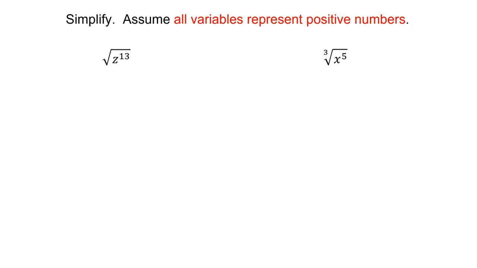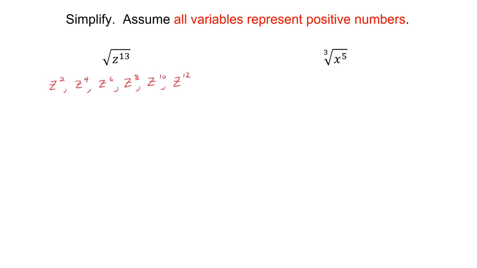And if we're simplifying a square root, the radicand can't be divisible by any perfect square. And if we're simplifying a cube root, the radicand can't be divisible by any perfect cube. So let's look at the example over here on the left. We want to simplify the square root of z to the 13th power. First things first, we need to find the biggest perfect square that will evenly divide z to the 13th.